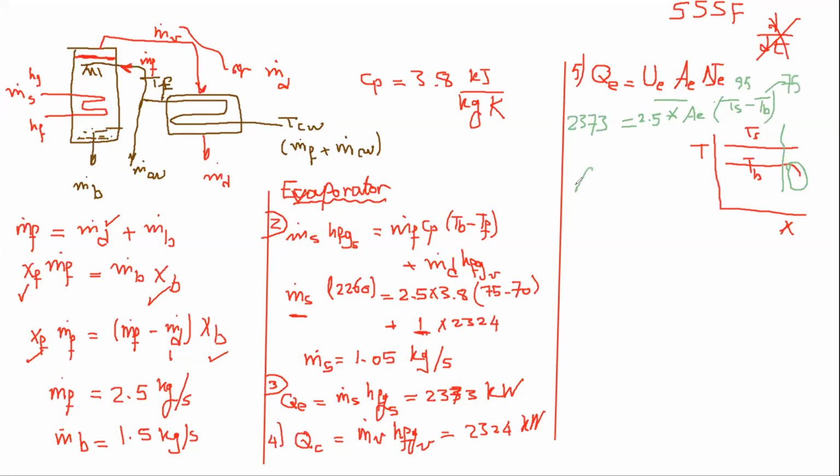From here, Muhammad, can you tell us what is the evaporator area? 47.46. Thank you. So meter square. So this is the requirement number 5 in the problem.